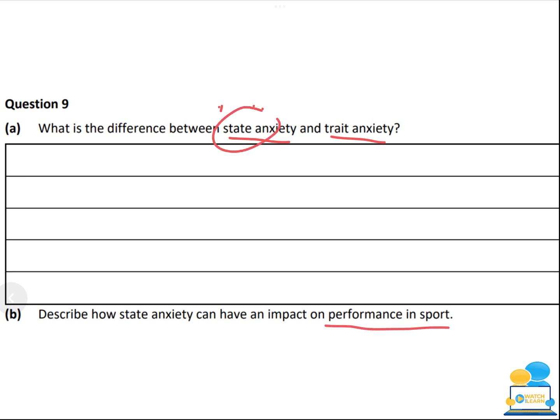Okay, down below we have: describe how state anxiety can have an impact on performance in sport. So how can thinking negatively and having some cognitive anxiety impact performance? How can somatic anxiety, so butterflies, sweating, elevated heart rate, lead to an impact on performance? That would be up to you to have a little think about and answer on the day, but you do need to describe it as best as possible.